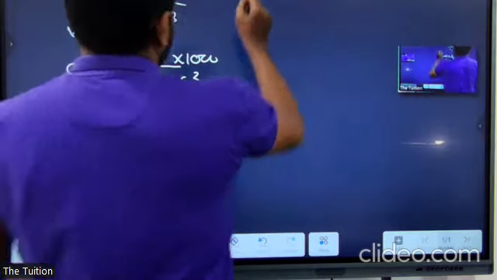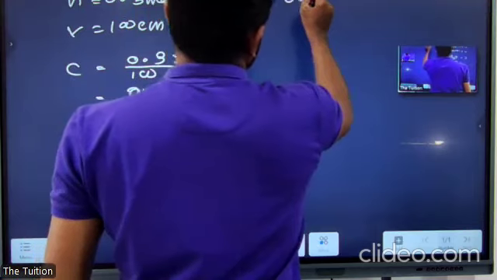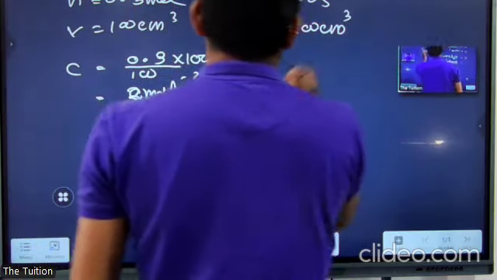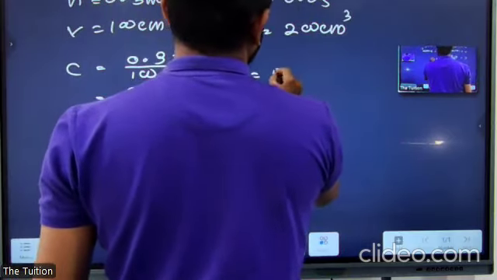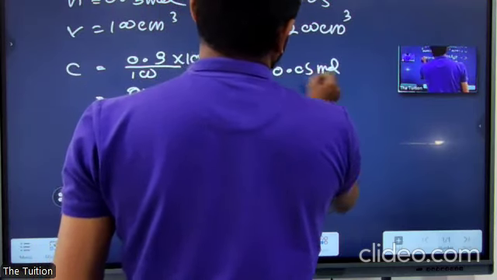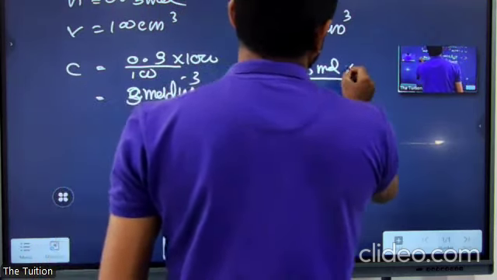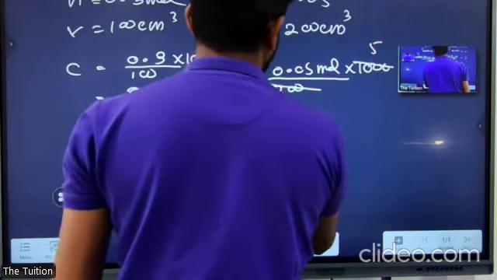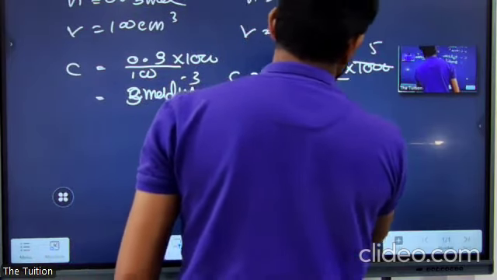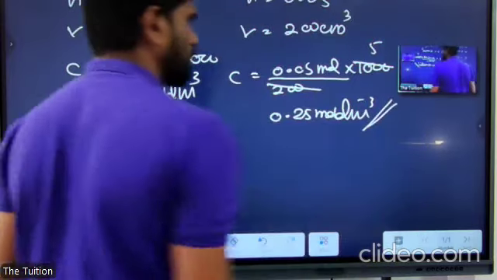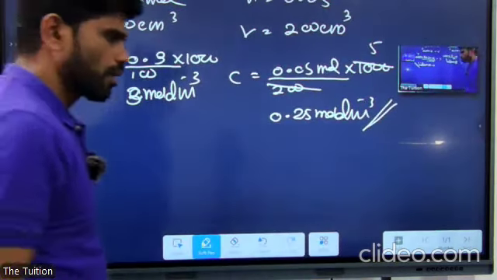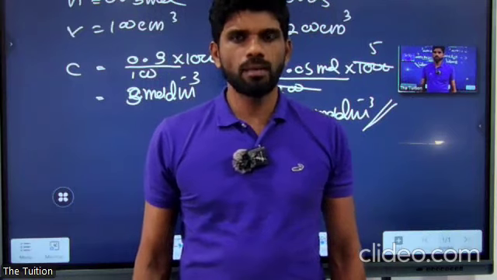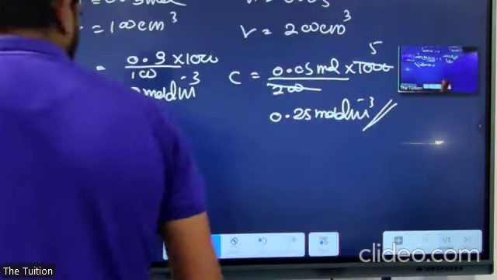Let's see, n equal 0.05, V equal 200 cubic centimeter. Right? C equals? 0.05 mole divided by 200 into 1000. Right, here it is 0.25 mole per cubic decimeter. Is it difficult? Right? This is difficult, isn't it? Okay. Let's see one more.